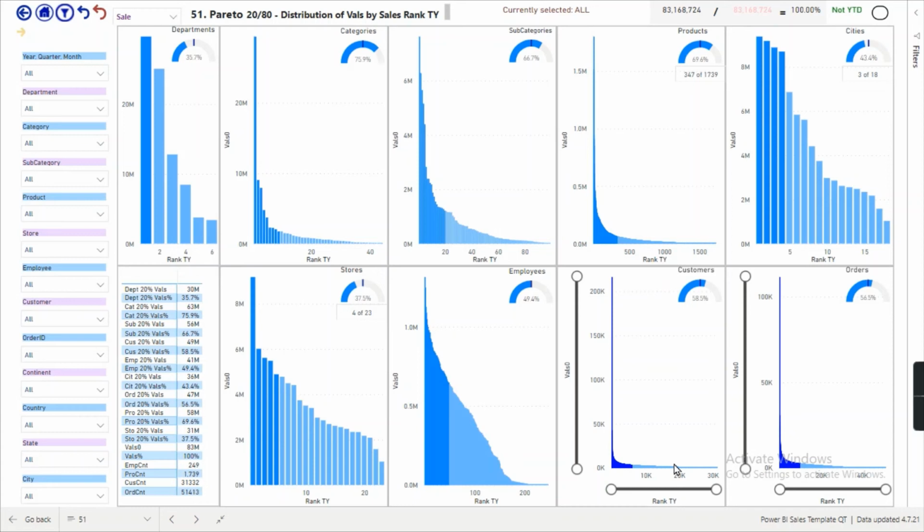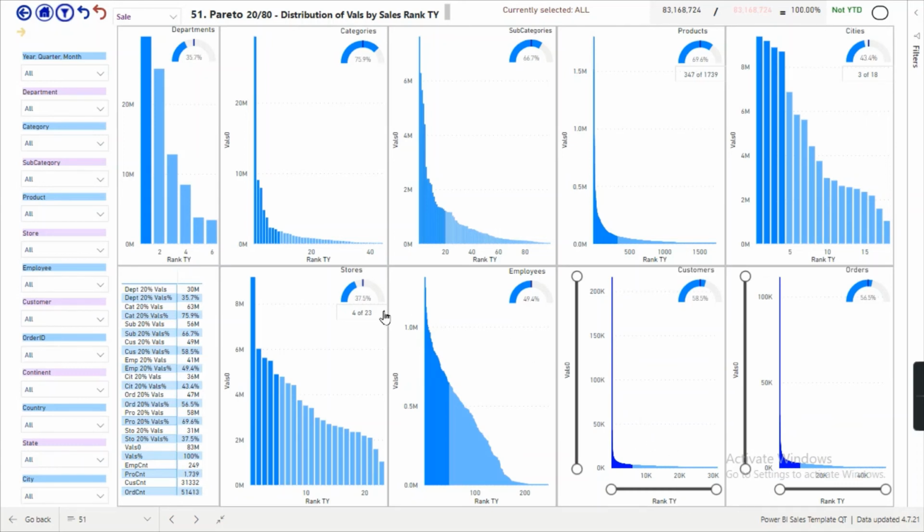Customers the same, very hyperbolic, but it's a question whether to cut customers. I think it's better to try to understand why they are entering the store and buying only a little thing. Maybe we can help them buy more. The same for orders, like customers, of course.